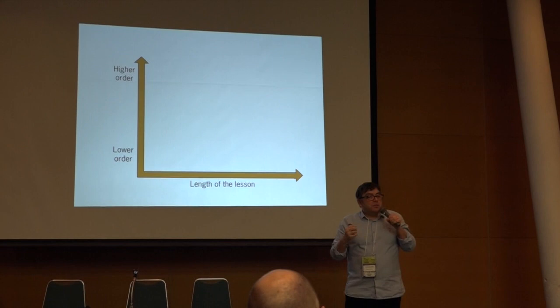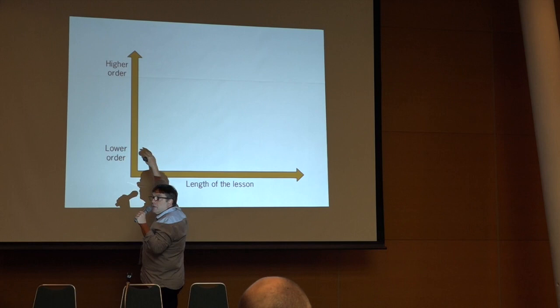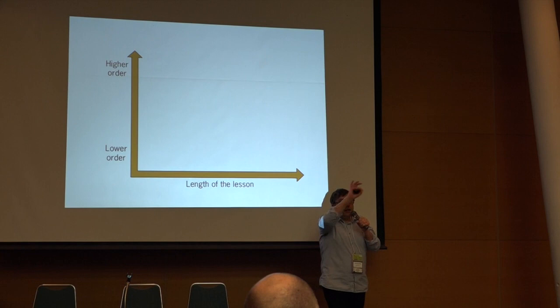And then I can observe the lesson, or I can self-observe the lesson, and I draw a little trend line that rises and falls according to the moments in the class when I think the students are engaged in lower order thinking tasks and when I think they're involved in higher order thinking tasks. And it gives me a snapshot of what really happens in my class.